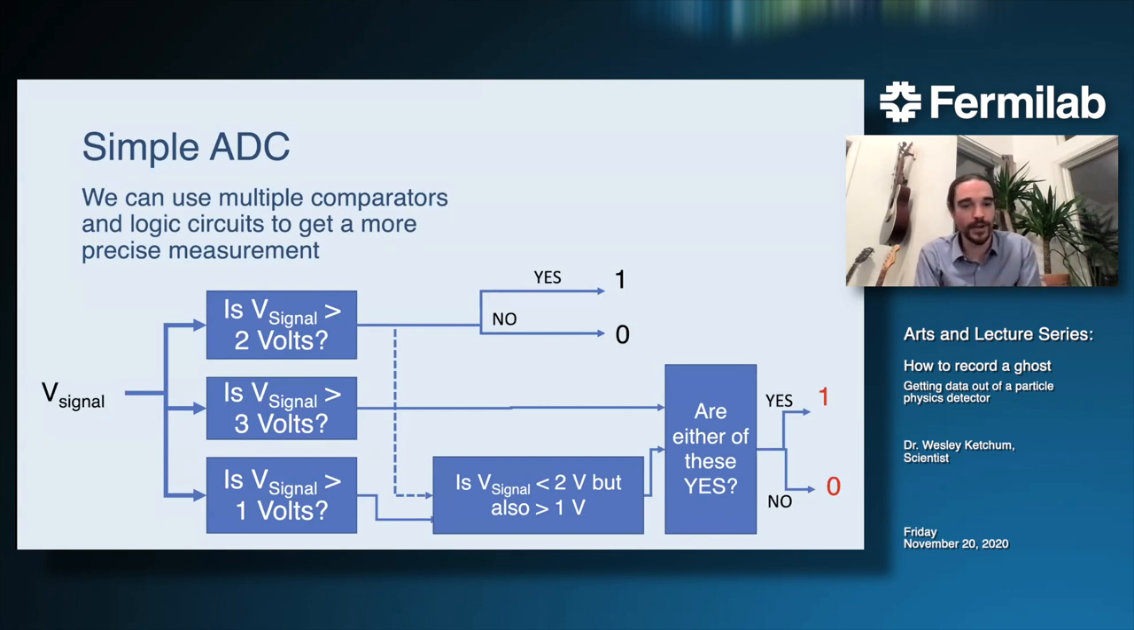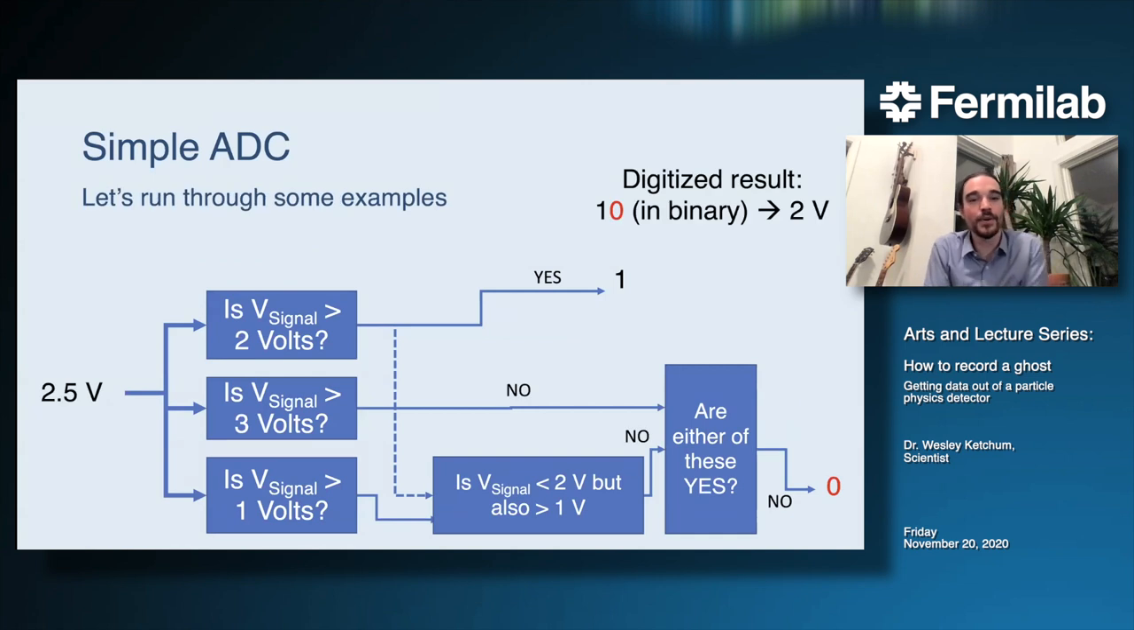Okay, you might be wondering, this looks really complicated and I don't see what it actually does for us. Let's look at a few examples. Let's say our input voltage is 2.5 volts, and we can walk through what the output from all of these comparators and logic is. Is the signal greater than 2 volts? Yes, it is, and that's something we can store and keep. Is it greater than 3 volts? No, it's not, so that's a no.